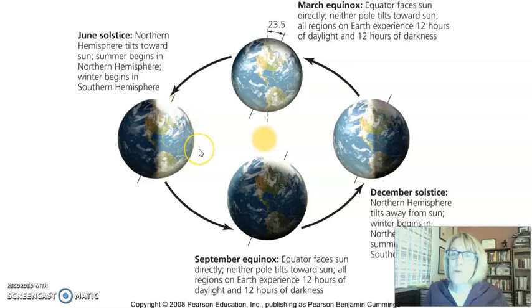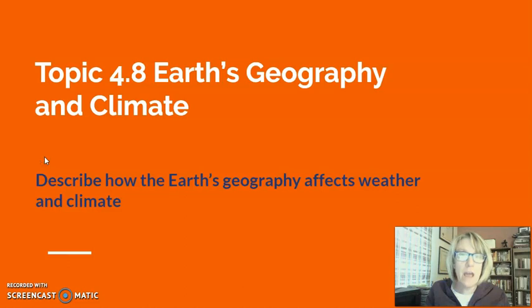All right, so do you remember the Tropic of Cancer and Tropic of Capricorn? That plays a role in how we see the seasons. Make sense? Okay, two more topics to go. Topic 4.8, Earth's geography and climate. Can you describe how the Earth's geography affects weather and climate?